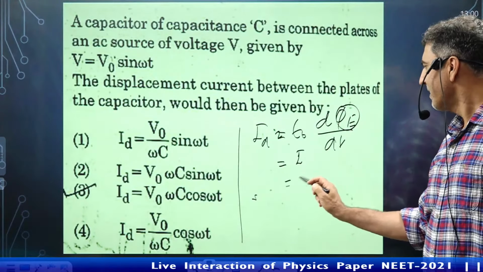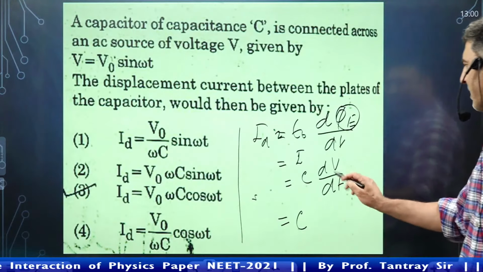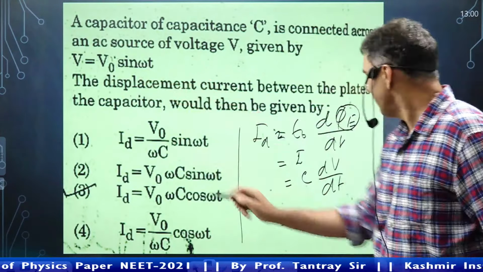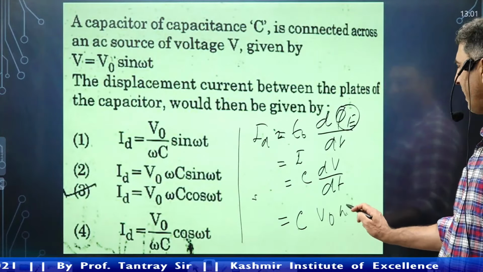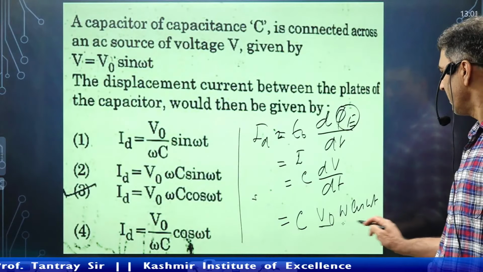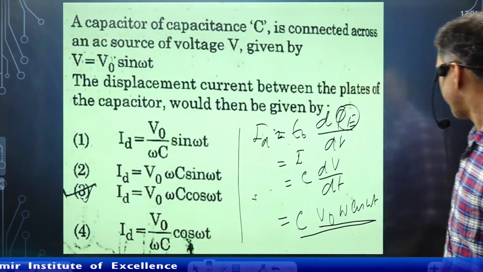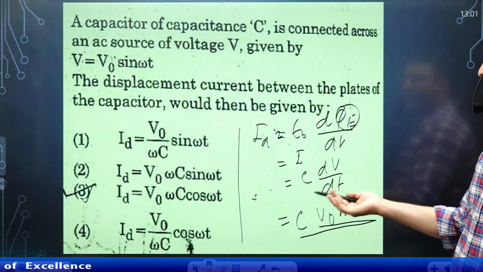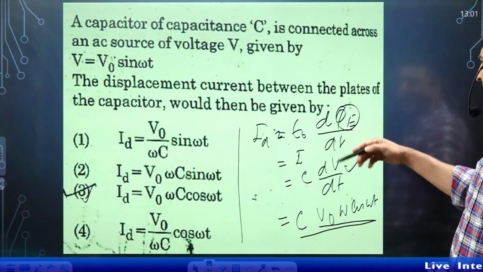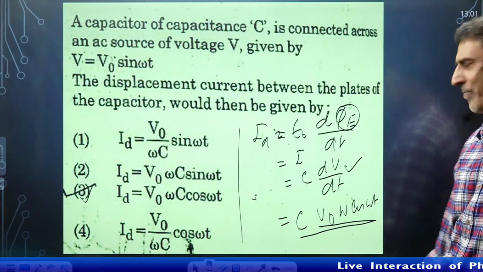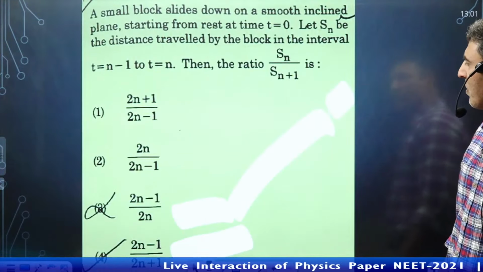So I will write this I, that is C into dV by dt. That is C. And what is dV by dt? You have to differentiate this. If you differentiate V is equal to V0 sine omega t, you will get V0 omega cos omega t. That is the answer. So the third option is the answer. So what you have to do, you have to write the displacement current expression. It is better to write this equation, because here you have to substitute too many values, and that will take you time.